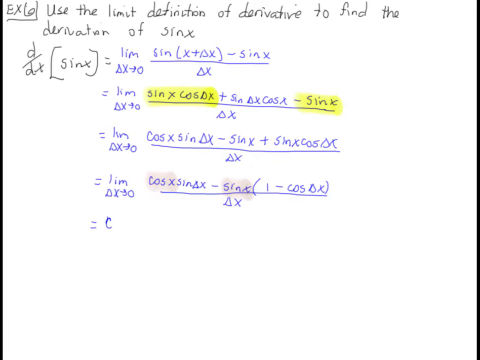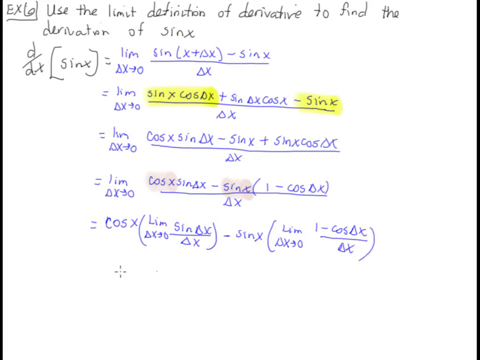Now, cosine of x and sine of x are just constants because our variable is delta x, not x. And so I can factor out that constant from a limit. So I'm going to take that cosine of x out of my limit and have that multiplied by the limit as delta x goes to 0 of sine of delta x over delta x, minus factor out the constant sine of x, and that'll be multiplied by the limit as delta x goes to 0 of 1 minus cosine of delta x over delta x.